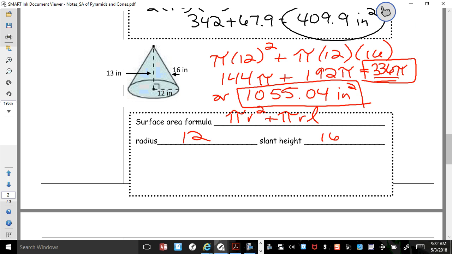One of the warm-ups I gave, must have been first period, had your answer choices in terms of pi. It was the other day, right? Yeah.